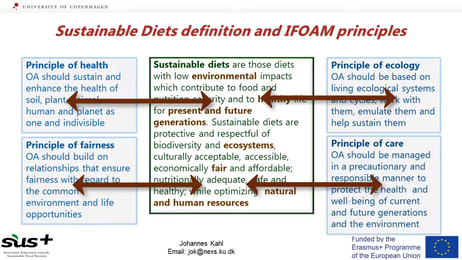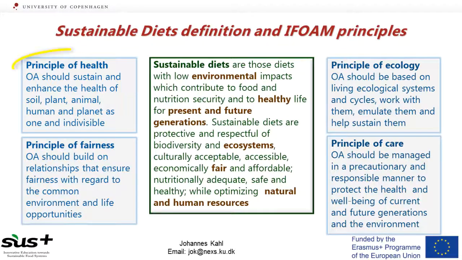Here I connected the four values or principles from IFOAM with the Sustainable Diets definition of FAO. So that's the principle of health, the principle of fairness, the principle of ecology, and the principle of care from IFOAM. And I marked in the Sustainable Diets definition those terms which you can find also in the principles: environment, healthy life, future generations, ecosystems, natural and human resources. The link to sustainability and its dimensions, as well as the system approach, is obvious.